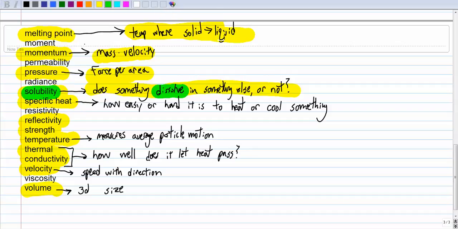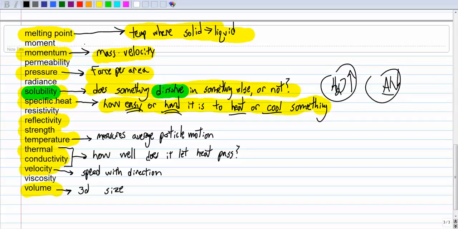Let's see. Specific heat. There is a quiz this semester called Specific Heat, and specific heat is a rating of how easy or hard it is to heat or cool something. For example, water has a super high specific heat. It's very, very hard to heat water and very, very hard to cool water. Most metals, like aluminum, have very low specific heats. It's very, very easy to heat or cool aluminum. So we use these types of things, specific heats, when we're making engineering decisions about what materials to use for what purpose.